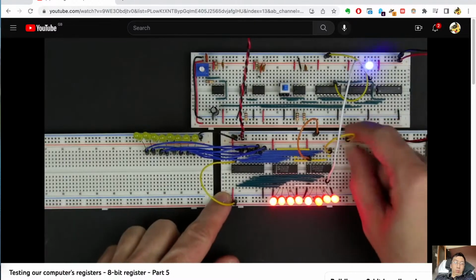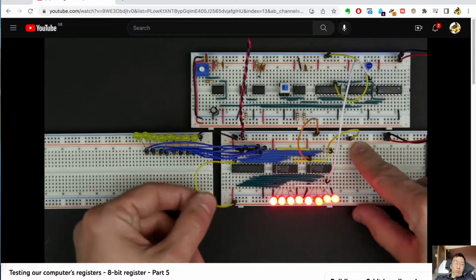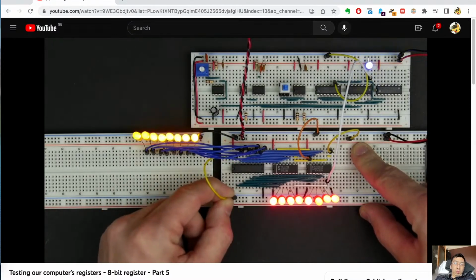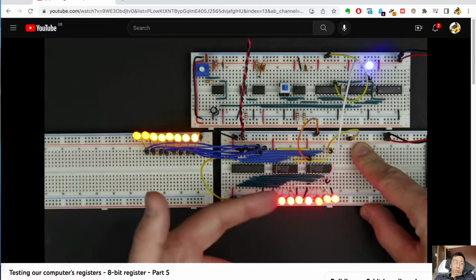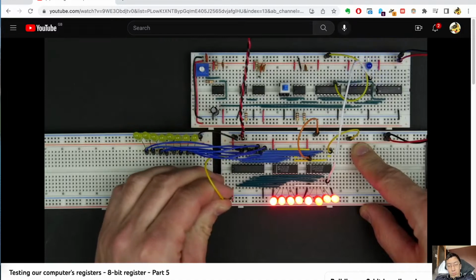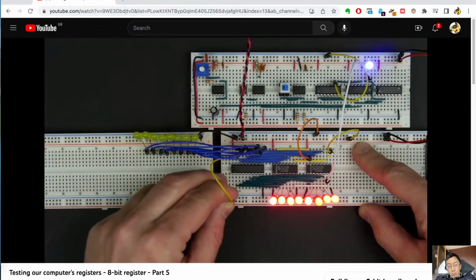But what we can do now is take our load pin and bring that high again, which turns the load off. Now we can take our enable and see what happens when we enable this by bringing enable from high to low. When we bring that low, we see the output. We have all ones stored in our register, and enabling it outputs the contents of the register to the bus, which is exactly what we want the enable to do.